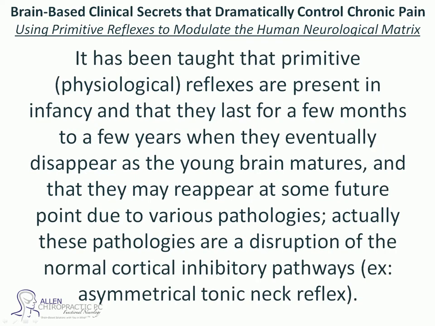It's been taught that primitive or physiological reflexes are present in infancy and that they last for a few months or a few years when they eventually disappear as the young brain matures, and that they reappear at some future point due to various pathologies. Actually, these pathologies are a disruption of the normal cortical inhibitory pathways. That is, you have a breakdown of the cortical control, which leads to the cortical release of the controls. An example is the asymmetrical tonic neck reflex that we'll see in just a minute.